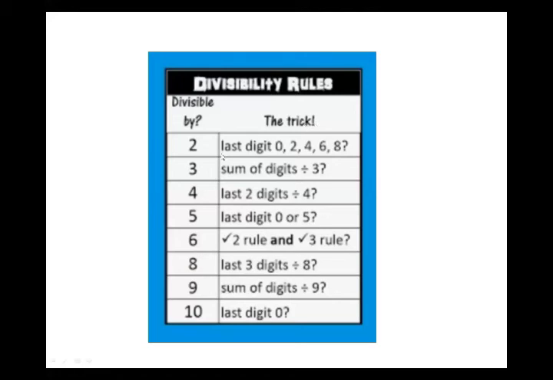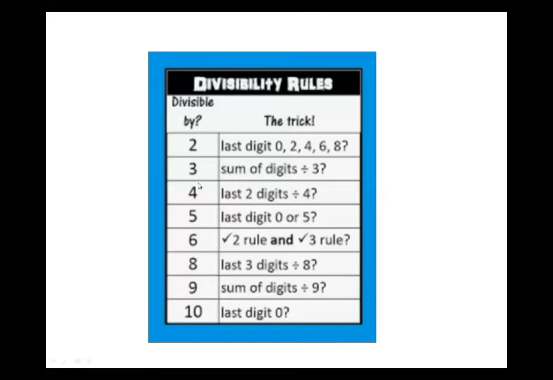To find whether a number is divisible by 2 or not, we check the last digit, or ones place digit. If the ones place digit is 0, 2, 4, 6 or 8, then we say that the number is divisible by 2. Clear, students?